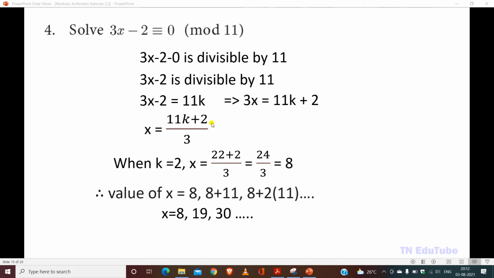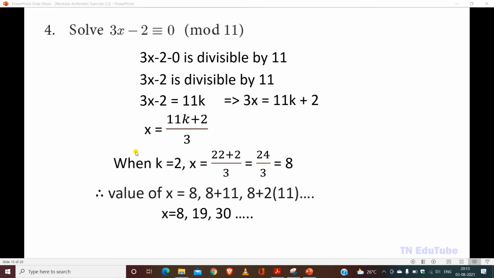The remaining values: here the divisor is 11. So add 11. First value 8, second value is 8 plus 11, third value 8 plus 2 into 11, etc. So the first value is 8, 8 plus 11 you get 19, next value 2 into 11, 22, 22 plus 8, 30, etc. Three values you have to put there and put etc.